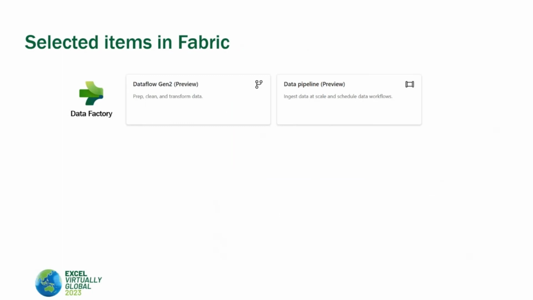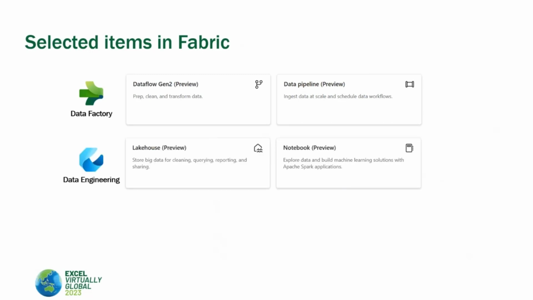Now, I mentioned that in Fabric you work with items, with data items. So here are some of the most often used items you can find in different experiences of Fabric. For example, you will use Dataflows Gen2, updated dataflows known from Power BI, to ingest and transform data from different sources at scale. You can use pipelines to ingest data and orchestrate processes, including dataflows. You can use lakehouses or warehouses to store, manage and serve your data.